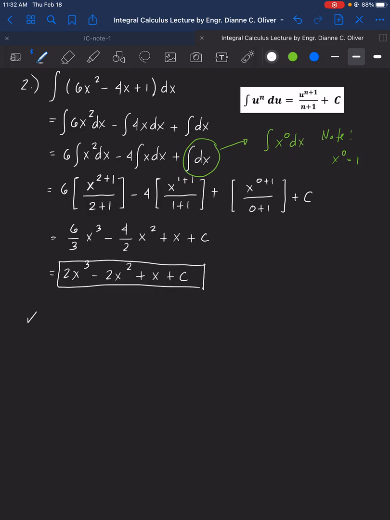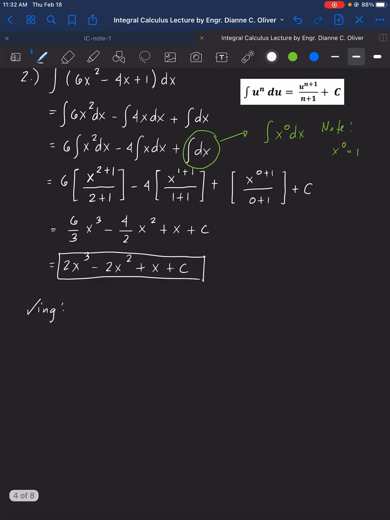Checking by differentiation. What is the derivative of 2x raised to 3 minus 2x squared plus x plus c? This is equal to 2 bring down 3, x raised to 3 minus 1, minus 2x raised to 2 minus 1, plus x raised to 1 minus 1, plus the derivative of c is 0.